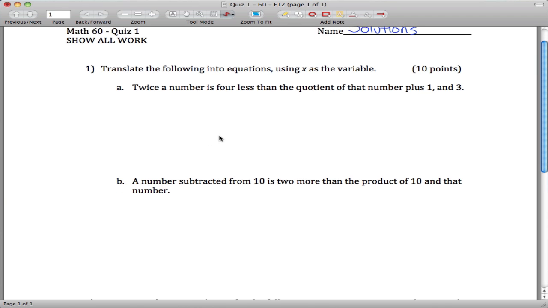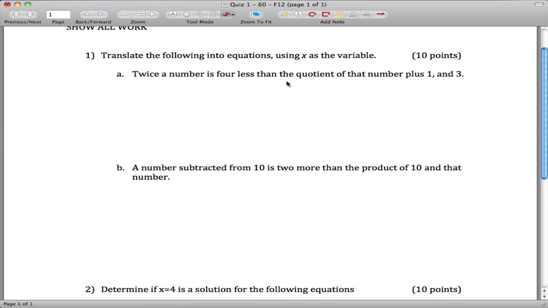So let's see, the first one here, I think the easiest way to go is just read through it and pick out key words that mean stuff. So twice a number is 4 less than the quotient of that number plus 1 and 3. The thing that stands out most to me is this "is" right here. Maybe I'll circle that. "Is" means equals in math.